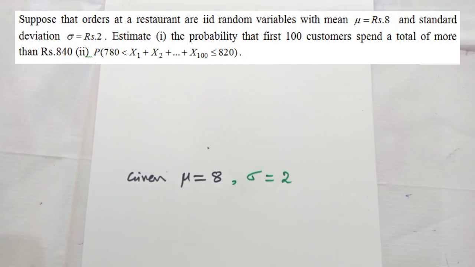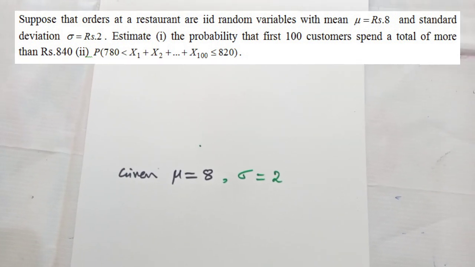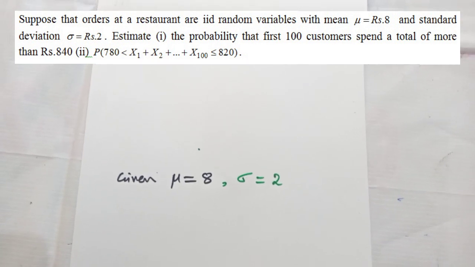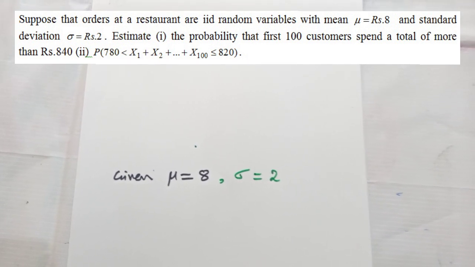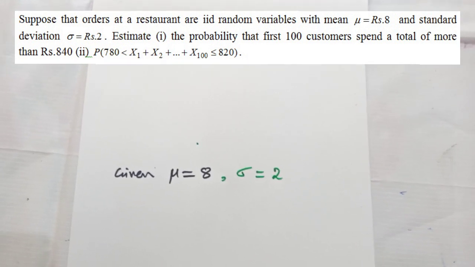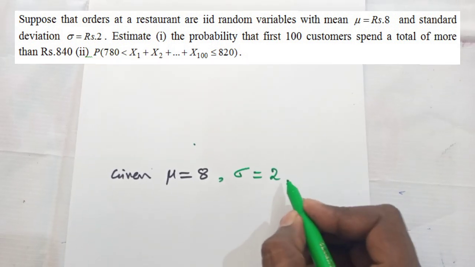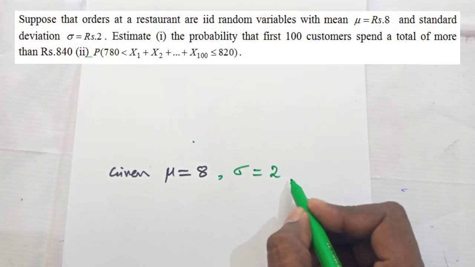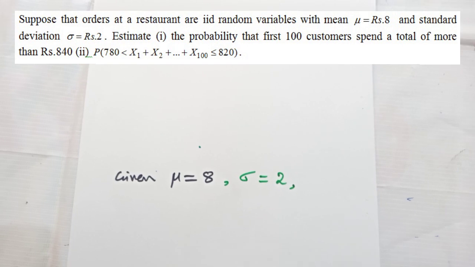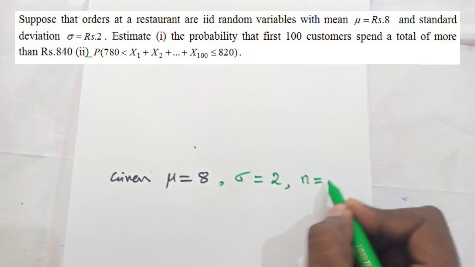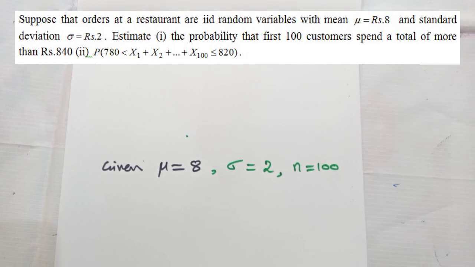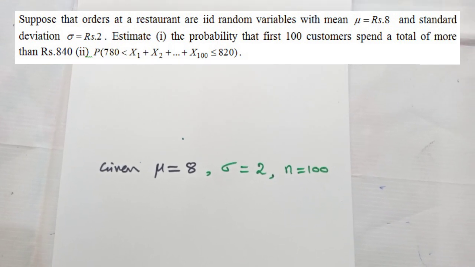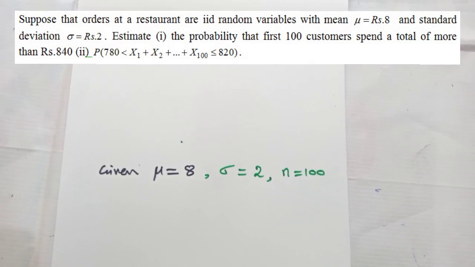Now in the central limit theorem, Sn is the sum of n random variables. In this problem also they are given the sum of n random variables. There are 100 random variables they are given, so n is equal to 100. Also from the problem we can understand that the n value is 100, because there are 100 random variables, the sum of 100 random variables. So n is equal to 100.